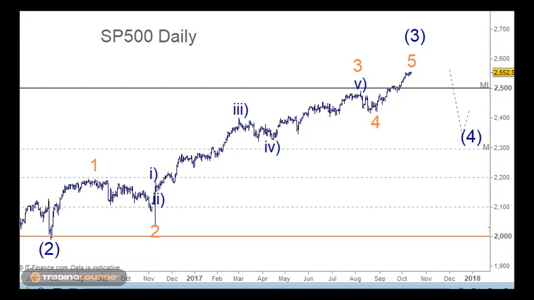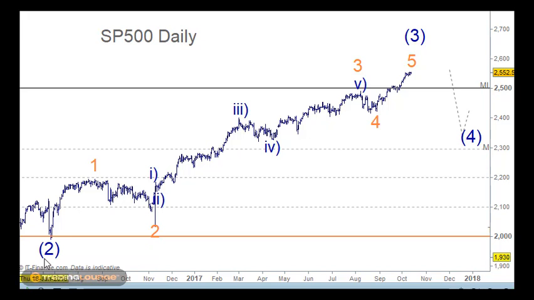However, I'd like to start with the S&P 500 for the simple reason that we're very close to a top being in place, and once that rolls over, then we can expect some pressure to come across the globe in other indices as well.